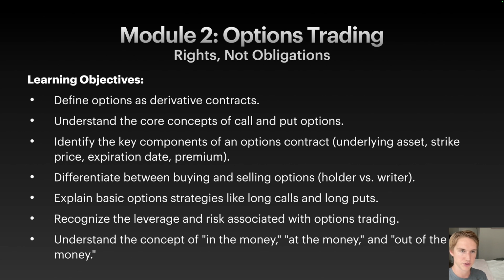Module 2, options trading. Learning objectives. Define options as derivative contracts. Derivative means it's based on something. Understand the core concepts of call and put options. Identify the key components of an options contract. Differentiate between buying and selling options. Explain basic option strategies like long calls and long puts. Recognize the leverage and risk associated with options trading, and understand the concept of in the money, at the money, and out of the money.